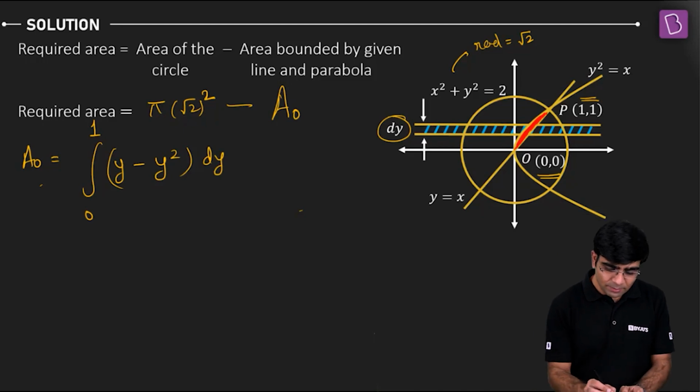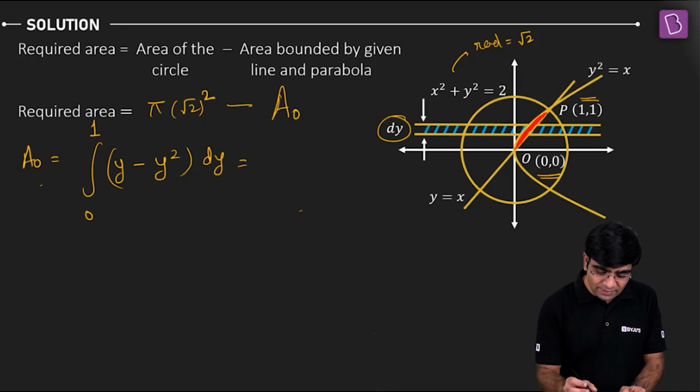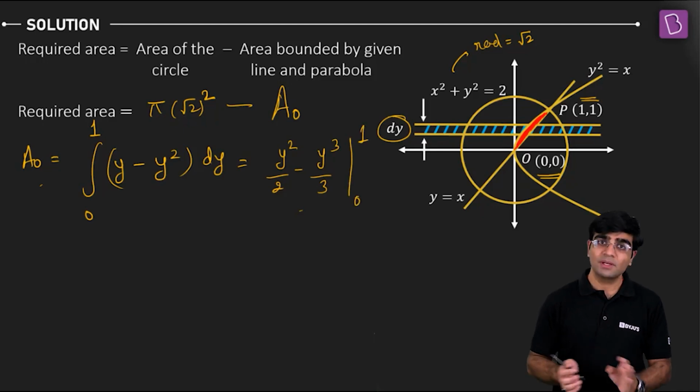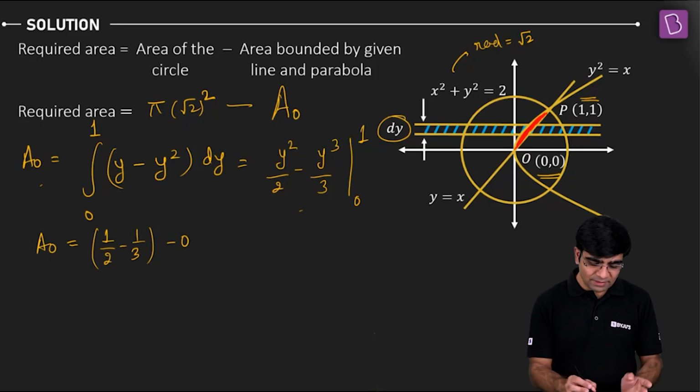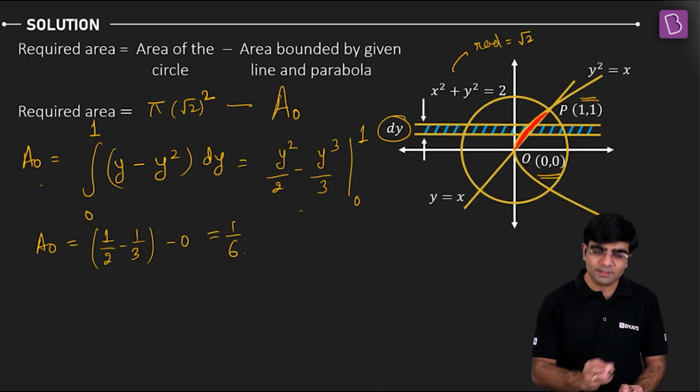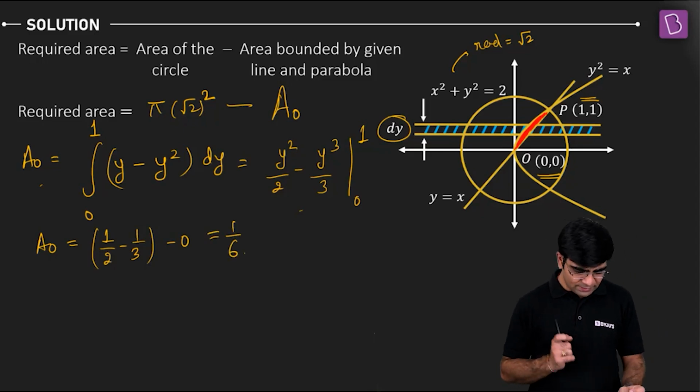Let's integrate it quickly. So what do I have here? We get the integral from 0 to 1 of y minus y square. If I integrate it, y will become y square by 2, and y square will become y cube by 3. And the limits are to be put from 0 to 1. Let's quickly put them. So A0 becomes equal to, if I put y equal to 1, what do I get? We get 1 by 2 minus 1 by 3, minus 0. 1 by 2 minus 1 by 3 is nothing but what? 1 by 6. Okay, so 1 by 6 is there.